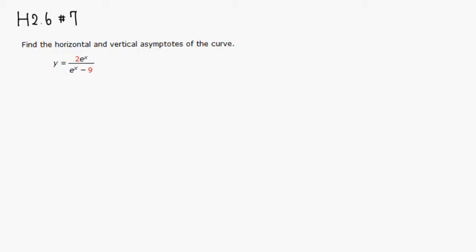To find the vertical asymptote, we're going to set the denominator equal to 0. So we set e to the x minus 9 equal to 0, right? Then add 9 so that you have e to the x is equal to 9, right? Then we take the natural log of both sides. Then natural log of e to the x is x, so this is equal to natural log of 9, right?